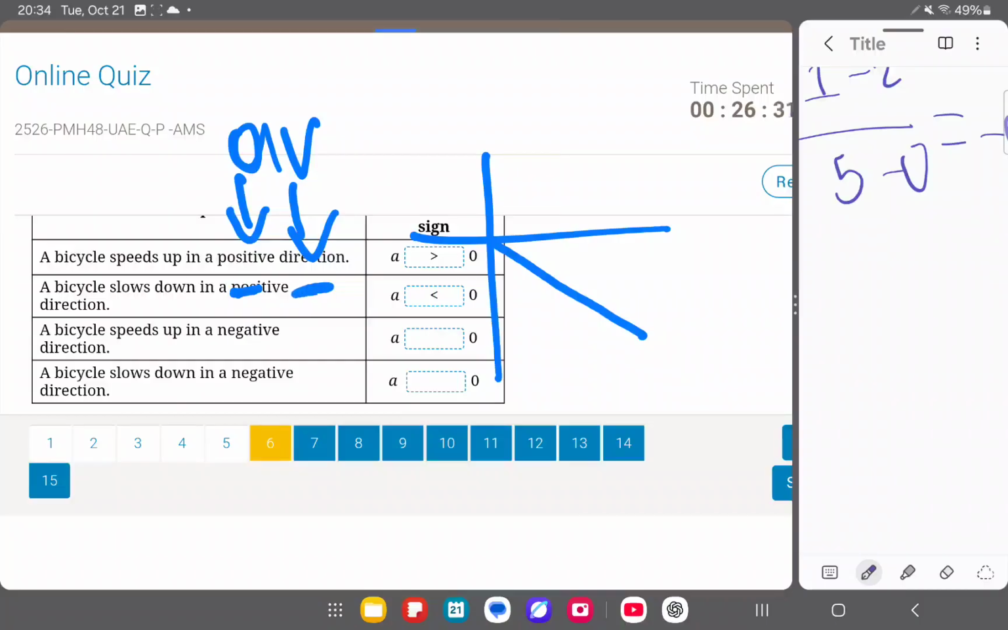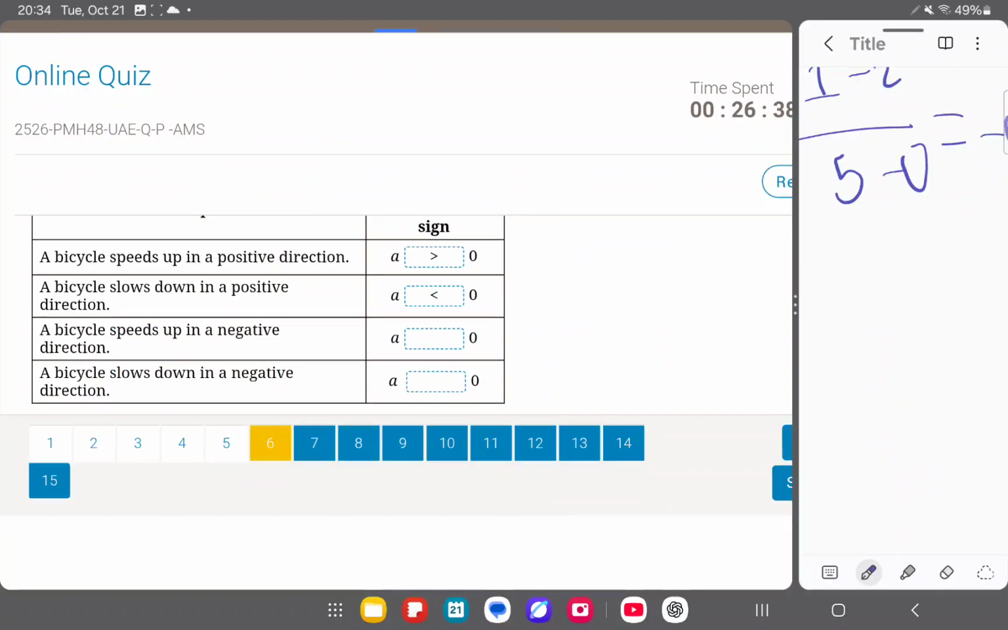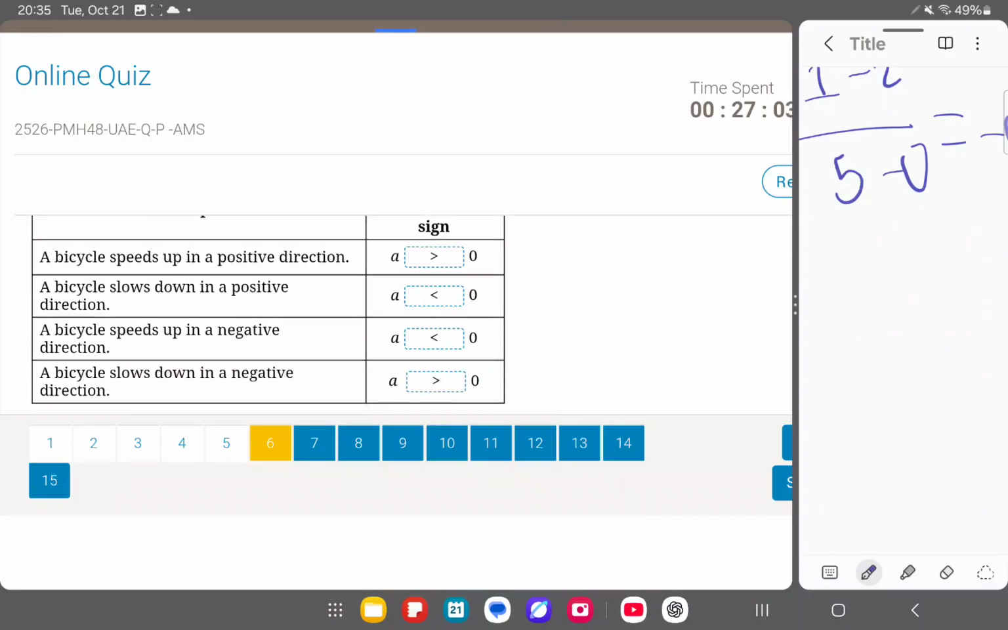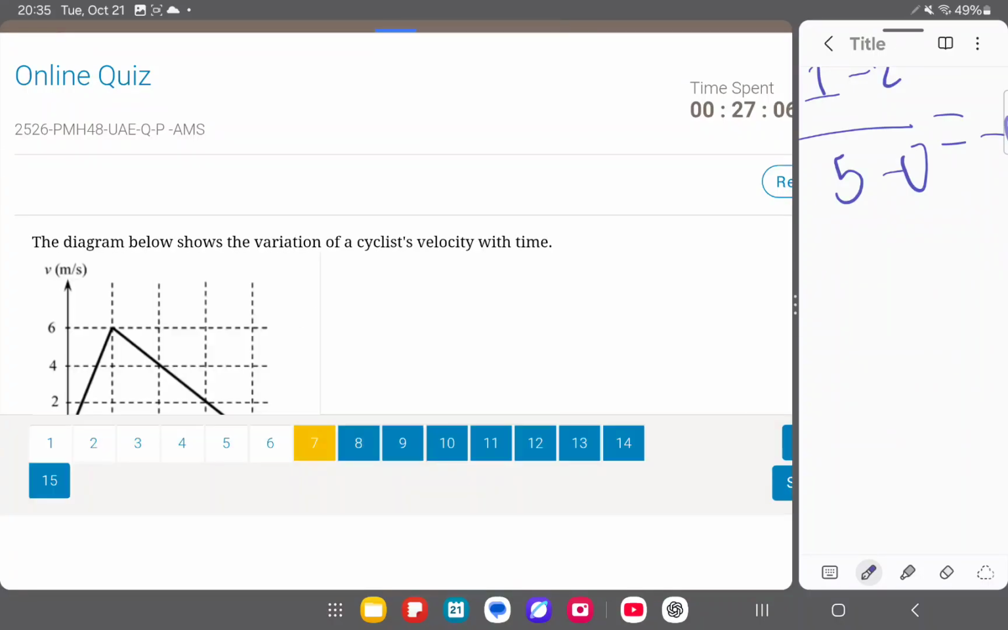So that means they already stated v is minus. Negative direction means v is minus, so a also has to be minus if it's speeding up. So a is less than 0. When they say a bicycle slows down, that means av has to be less than 0, and if they already gave us that v is negative, then a has to be positive, so a is greater than 0. Okay, moving on.